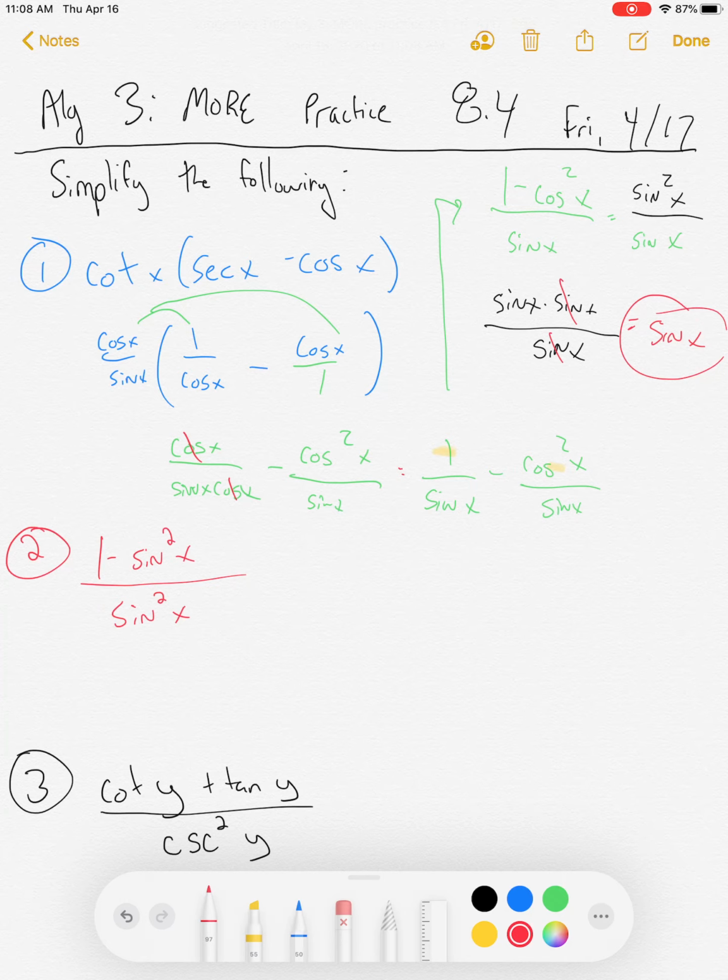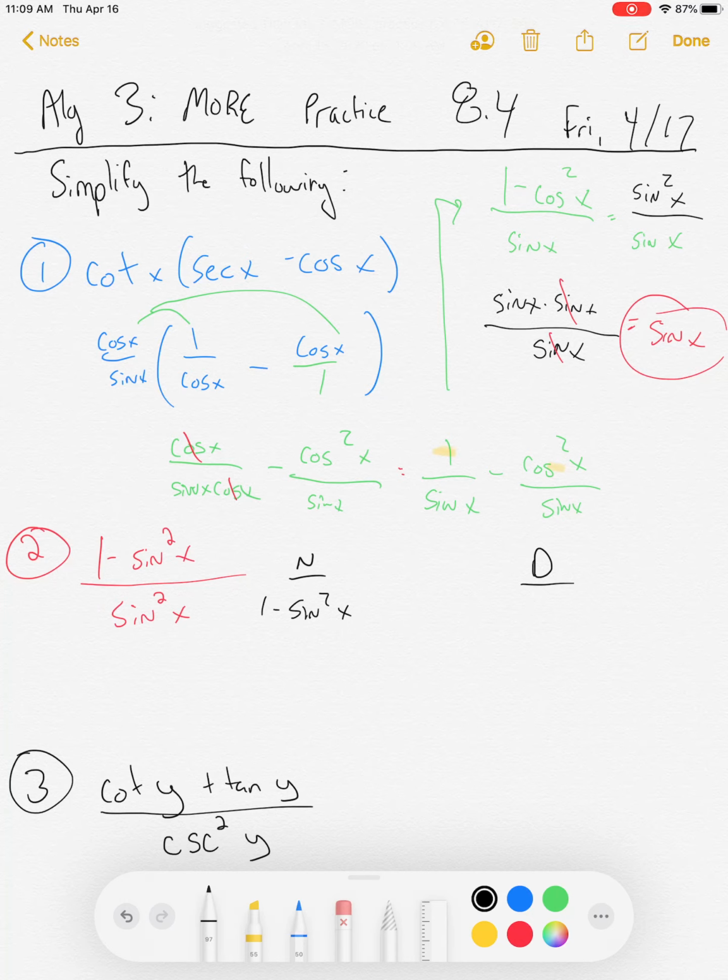Okay, on to number 2. Number 2 is probably the easiest one that we have. Number 2 says 1 minus sine squared x over sine squared x. So again, we need to break this down into the numerator and the denominator. The numerator, 1 minus sine squared x.